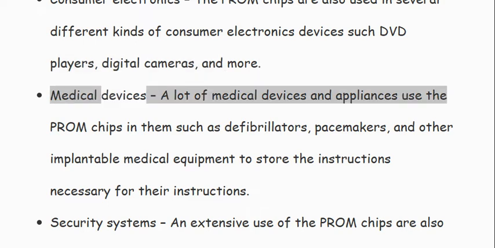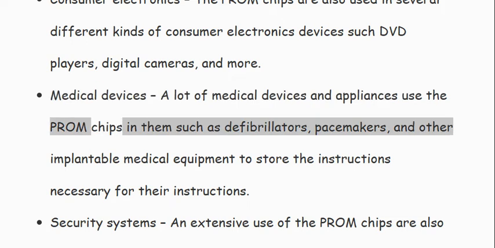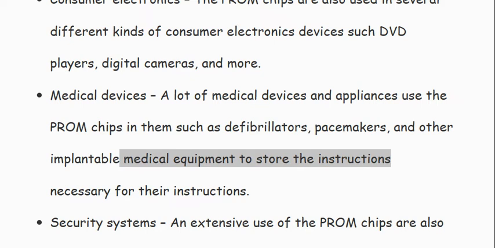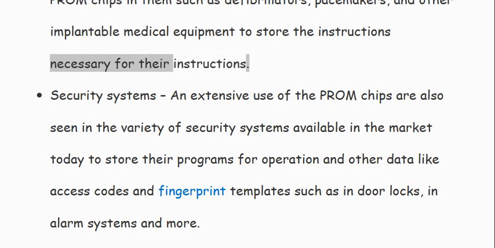Medical devices. A lot of medical devices and appliances use the PROM chips in them, such as defibrillators, pacemakers, and other implantable medical equipment to store the instructions necessary for their operation.